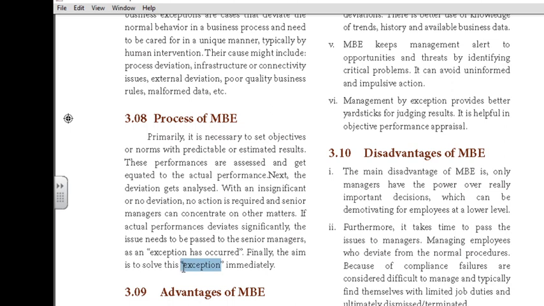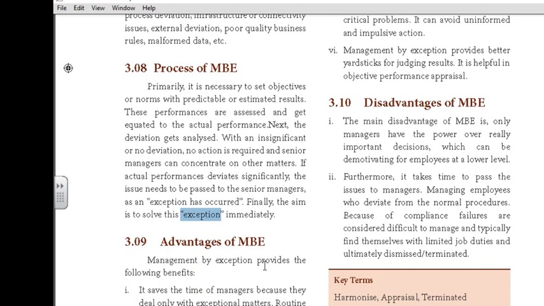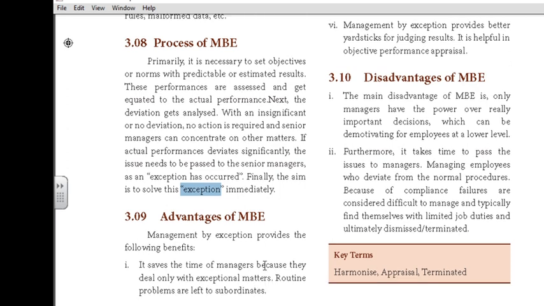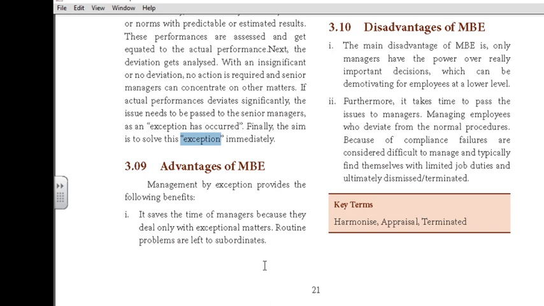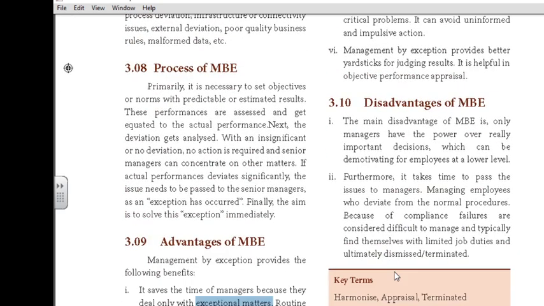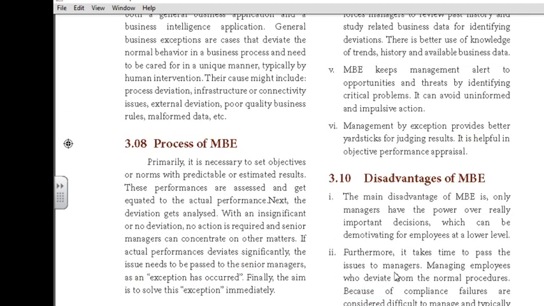தவறு நடந்திருந்தா அந்த தவறு திருத்திக்கிட்டு அதுக்கான what are the steps to be taken only, it's known as an exception. So what are the advantages of this MBE? It saves the time of a manager because they deal only with the exceptional matters. அதாவது எதெல்லாம் தப்பா இருக்கோ அது மட்டும் தான் பார்க்குறாங்க இந்த MBE-ல. So the solutions are taken according to that. So routine problems are left to the subordinates. கரெக்டாக இருந்துச்சுன்னா no action is taken. If it is going to be wrong, they are going to take action.